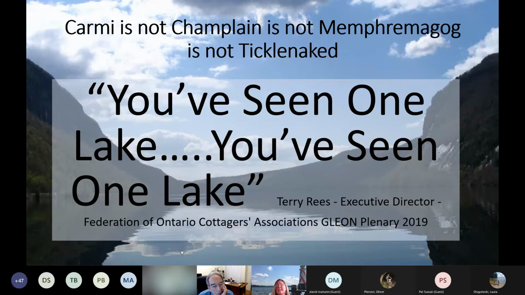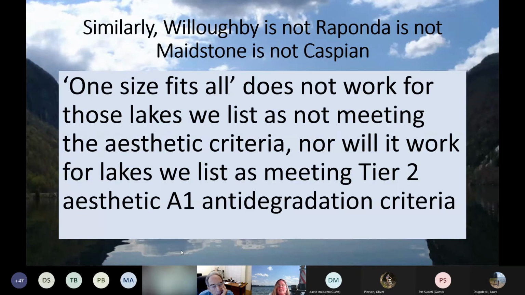Because Lake Carmi is not Lake Champlain, which is not Memphremagog, which is not Tickle Naked, we don't set management implications across the board a priori before we list a lake as impaired, which makes complete sense because the phosphorus abatement plan for our impaired lakes needs to be tailored to each lake individually if restoration is going to succeed. Similarly, Willoughby is not Raponda, which is not Maidstone, which is not Caspian. So one size fits all does not work for those as we list them as not meeting aesthetic criteria, nor will it work for lakes we list as meeting the A1 nutrient criteria.